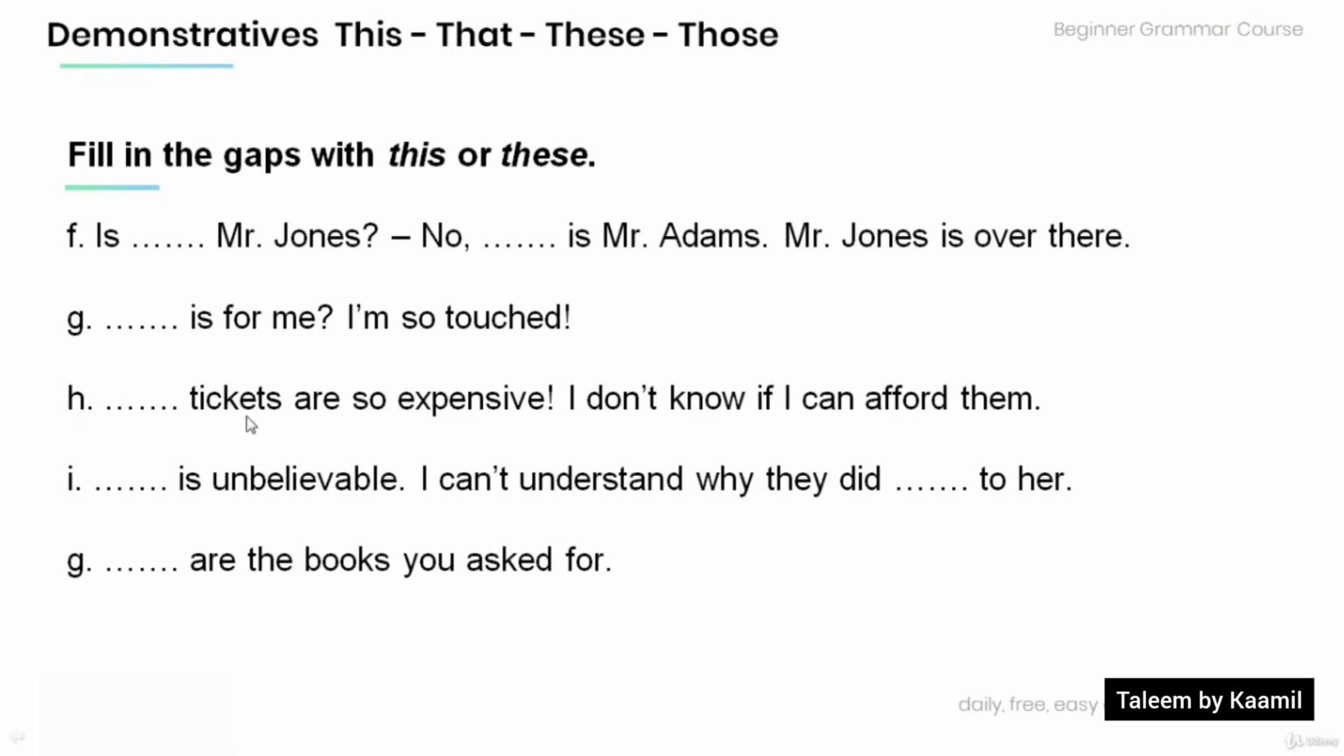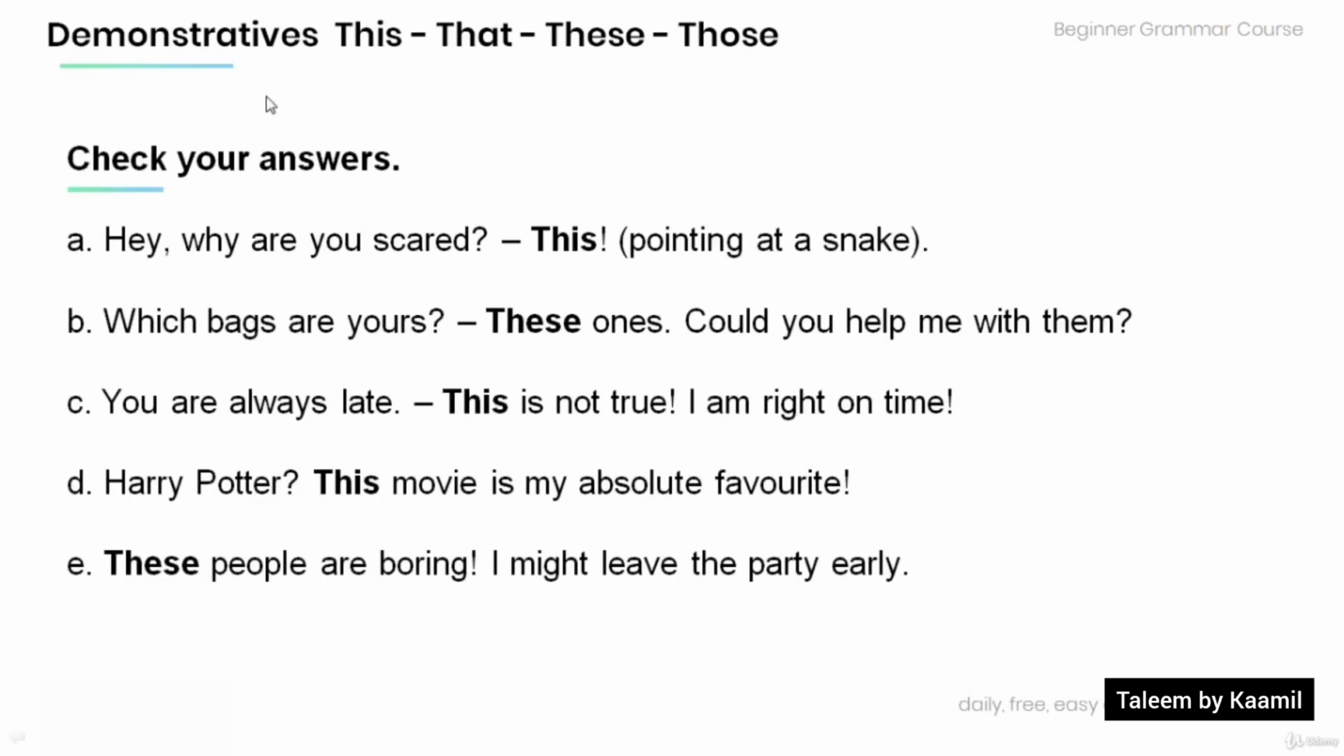H. Tickets are so expensive. I don't know if I can afford them. I. Is unbelievable. I can't understand why they did to her. J. Are the books you asked for? Now let's check your answers.